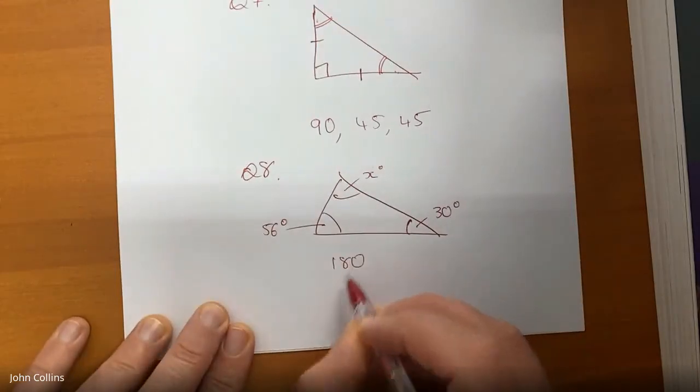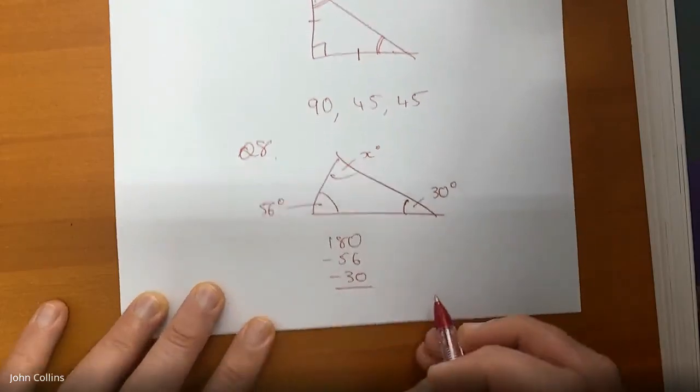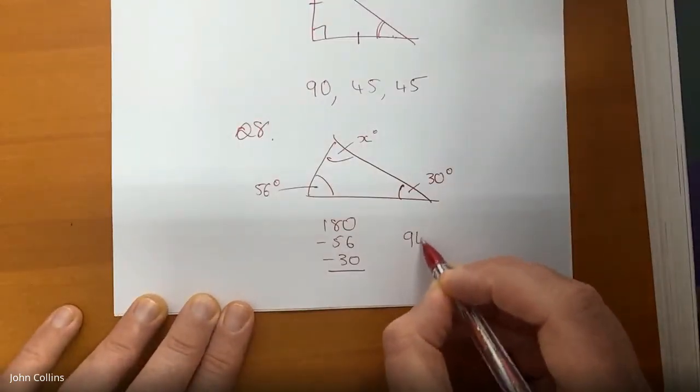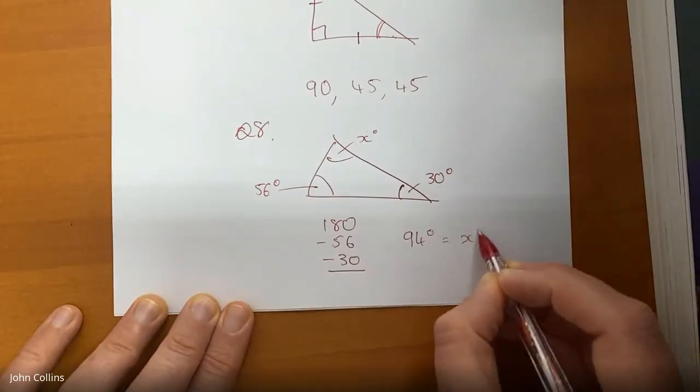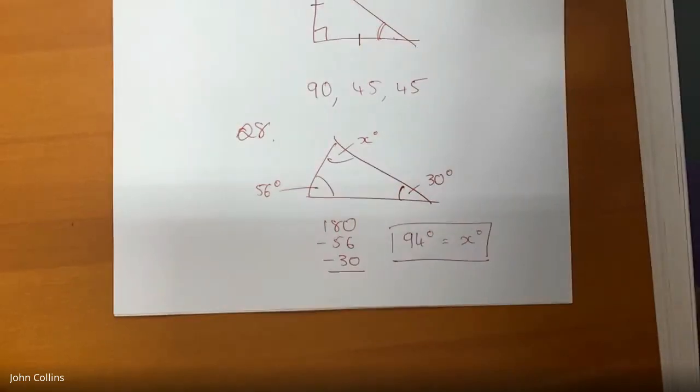So 180, take away 56, take away 30, leaves me with, do it on a calculator if you want, 94 degrees, and that's X. 94. Who is the first person off the mark here?